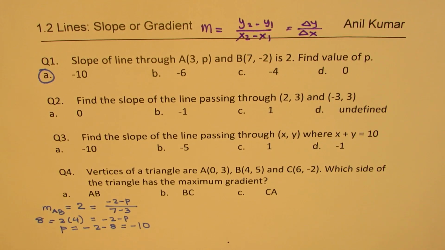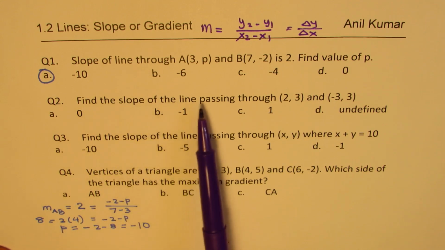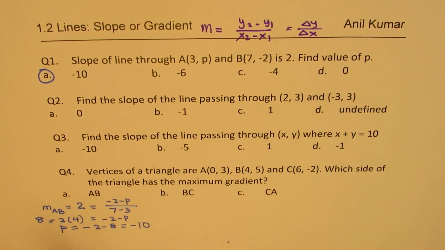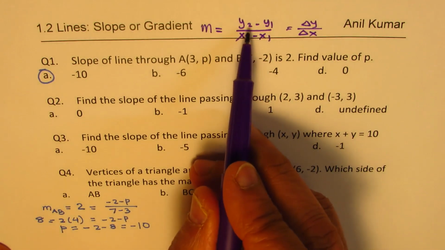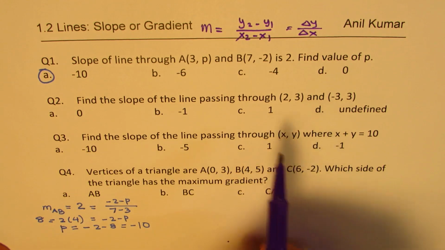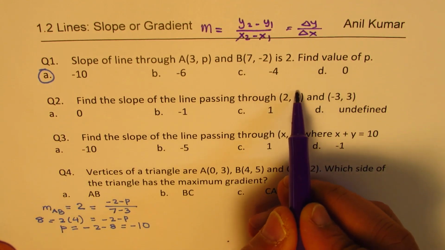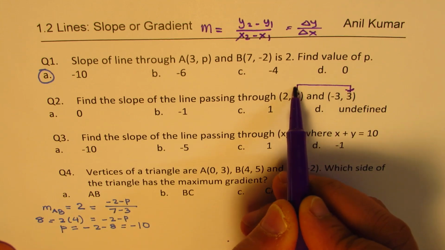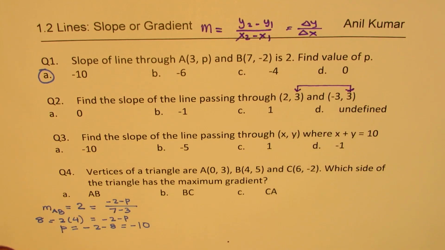Question number 2. Find the slope of a line passing through points (2, 3) and (-3, 3). Okay, how do we solve this? Well, you can again use the same formula and then figure it out. The other way here is to look at the points carefully. These are multiple choice questions where at times you have to do it in minimum time, within a second.